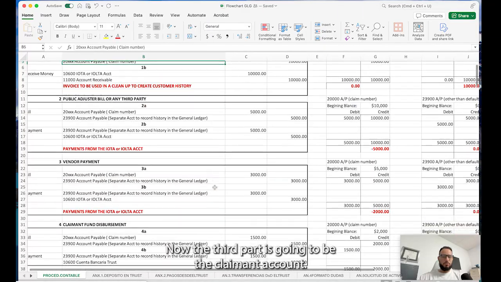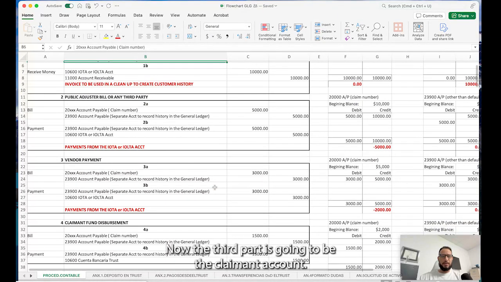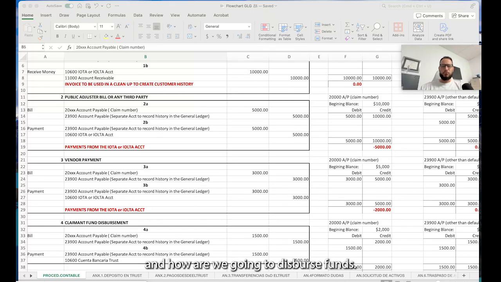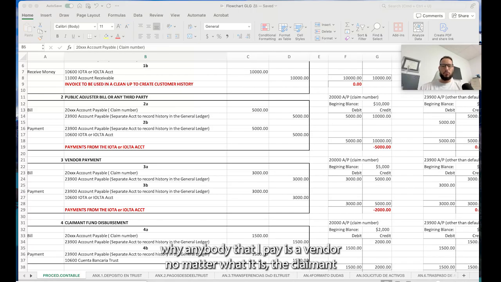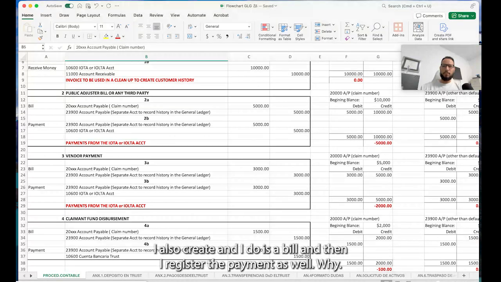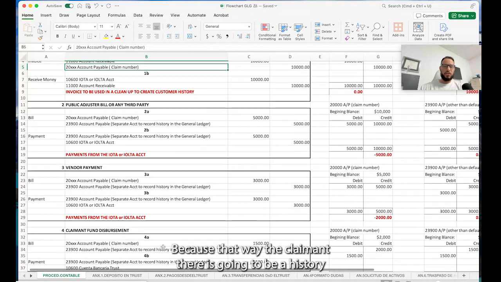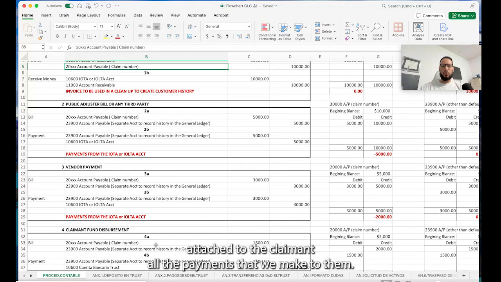Okay, now the third part is going to be the claimant account. Now we're going to be talking about the claimant and how we're going to disburse funds. The way that I do it, as I initially said in the first video, is I record the claimant as a vendor. Why? Anybody that I pay is a vendor, no matter what it is. For the claimant, I also create a bill, and then I register the payment as well. Why? Because that way there is going to be a history attached to the claimant and all the payments that we make to them.